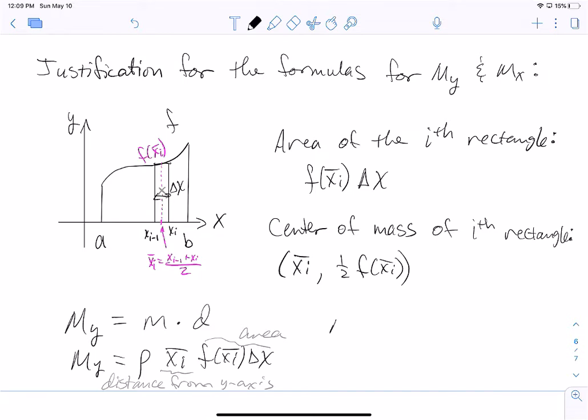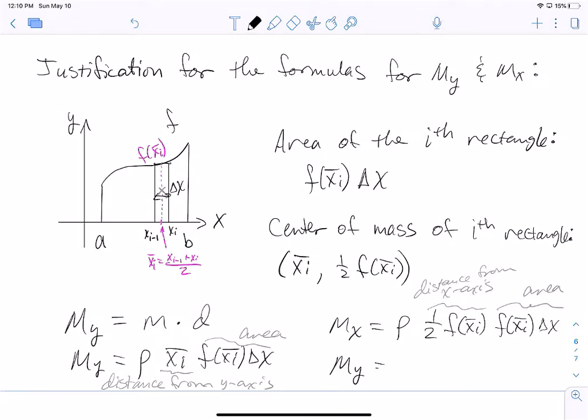It's a little more complicated for the moment about the x-axis, but the same ideas apply. Rho times the distance to the x-axis for the center of mass, and that is going to be 1/2 of the function height. So the center of mass here has a distance from the x-axis that is half of the height of the function value at that point, x sub i bar. And then we still need the area, f of x sub i bar times delta x.